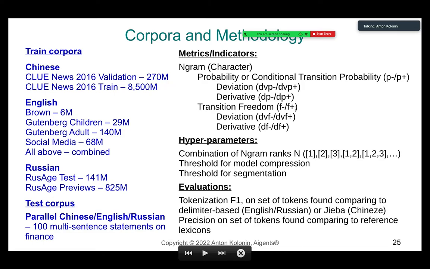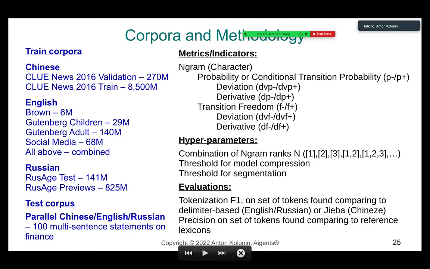And for transition freedom, we have also used the original pure value of this transition freedom, deviation of it, derivative of it, and we have tried different hyperparameters like the ends of n-grams, like unigrams, bigrams, 3-grams, and combinations of n-grams of different rank. So we were computing the average for all of these metrics across different n-grams.